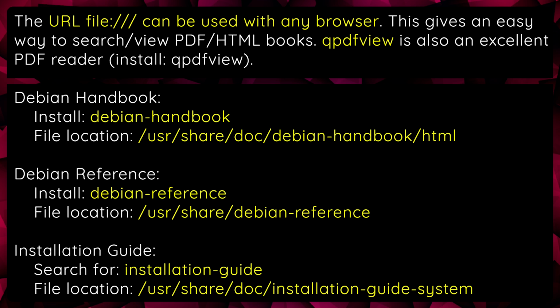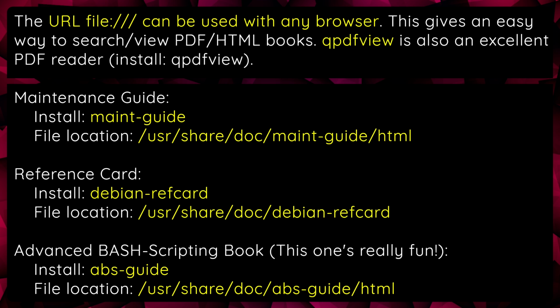installed. So some of the documentation we can download is Debian-Handbook, Debian-Reference, Installation-Guide, and then we can also install Maint-Guide. This stands for Maintenance Guide. There's also Debian-Ref card. This will give us the reference card. And last but not least, if we install ABS-Guide, we will get the Advanced Bash Scripting book.